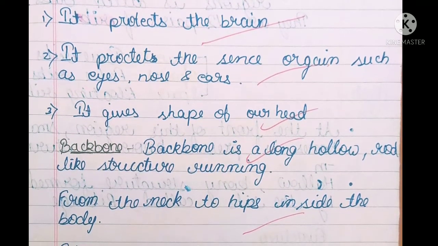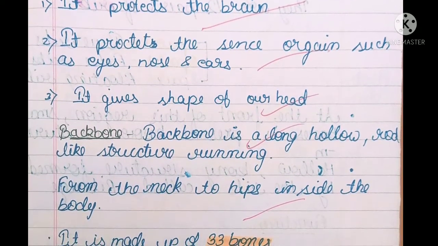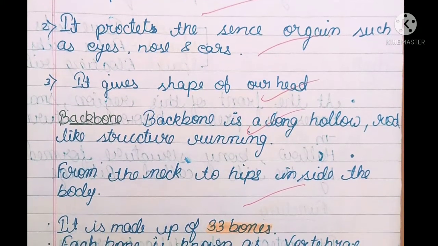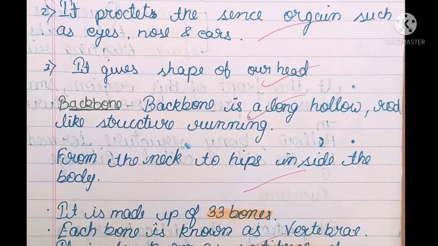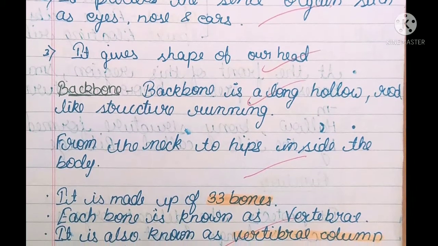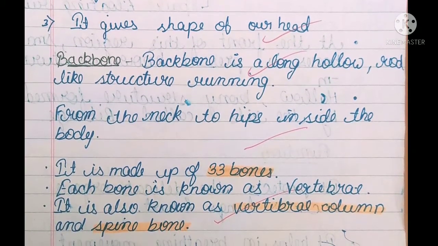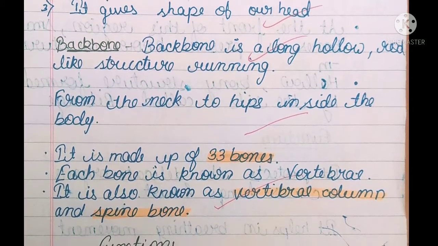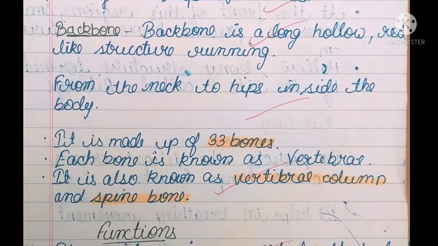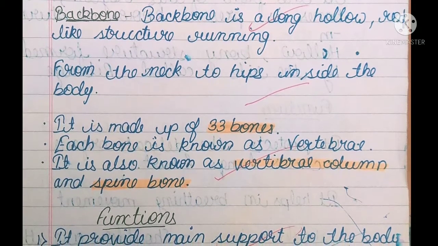Backbone. Backbone is a long, hollow rod-like structure running from neck to hips inside the body. 1. It is made up of 33 bones. 2. Each bone is known as a vertebra. 3. It is also known as vertebral column and spine bone.